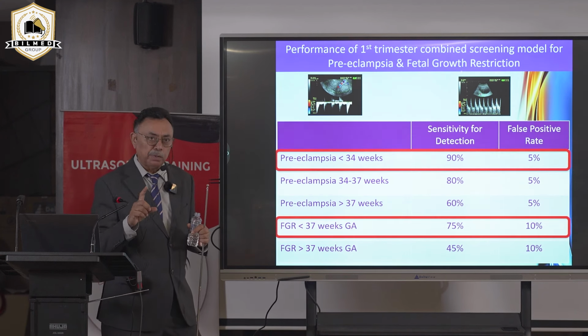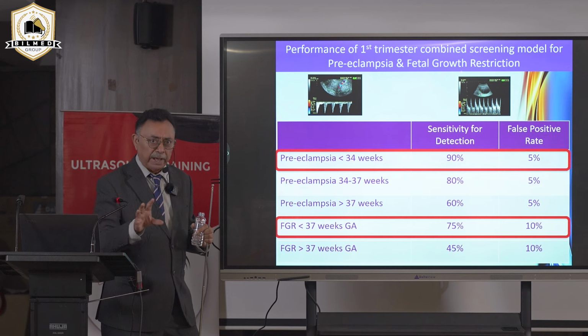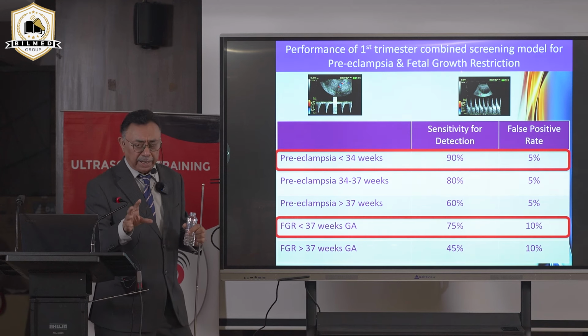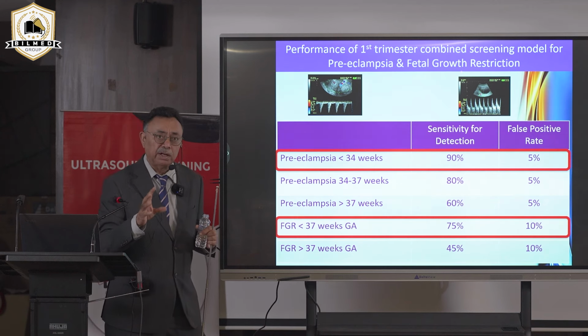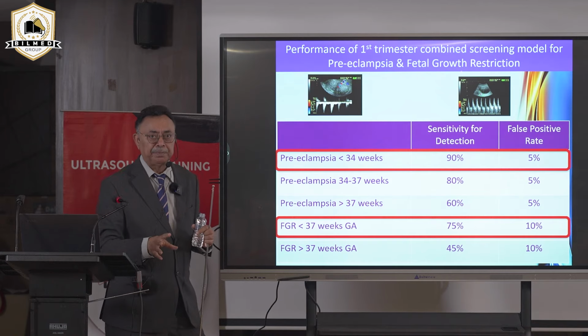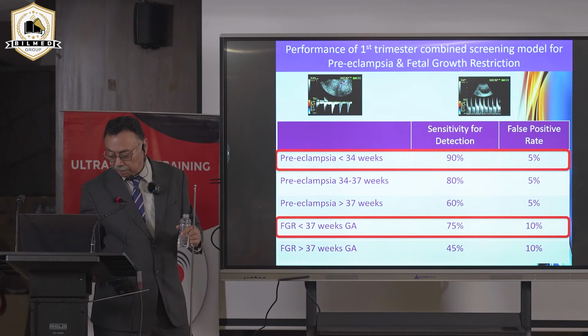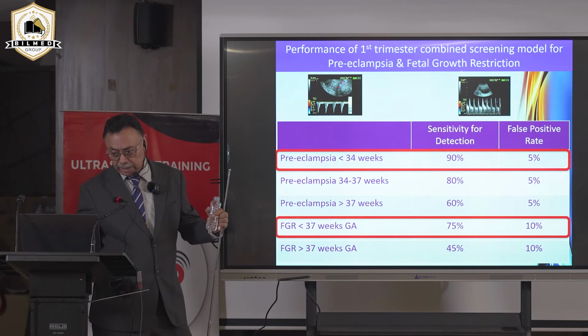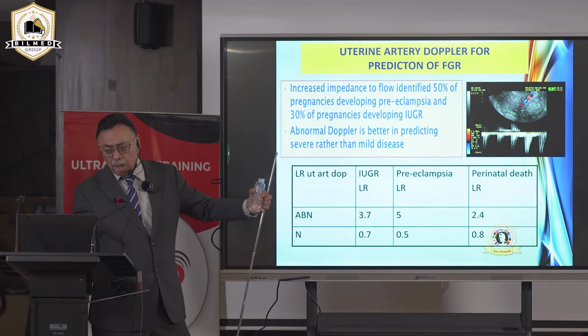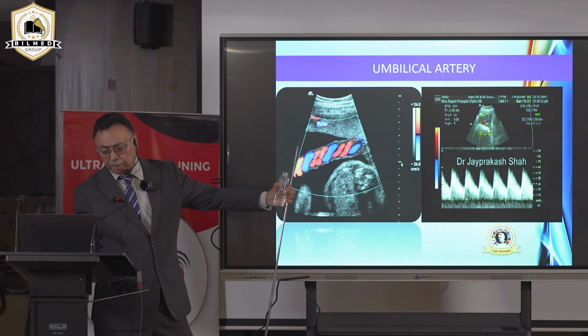And aspirin, starting after 16 weeks, has no value. You have to start early and you have to give the right dose, 150 milligrams per day at bedtime. That is the right dose and right time of aspirin, and not anywhere else and any time else. So uterine artery Doppler with biochemical.